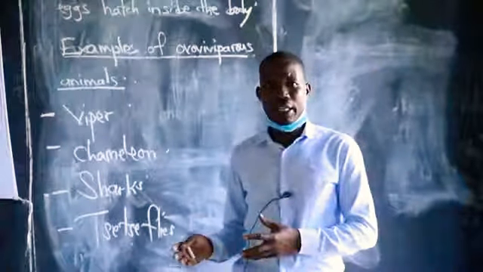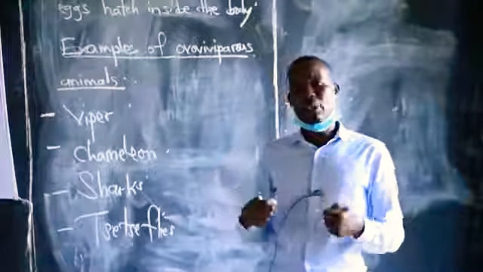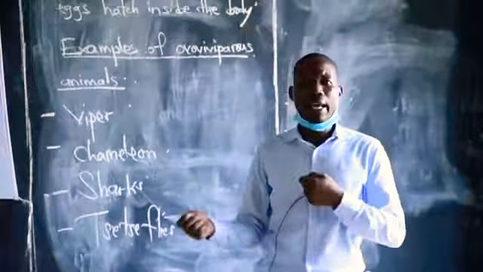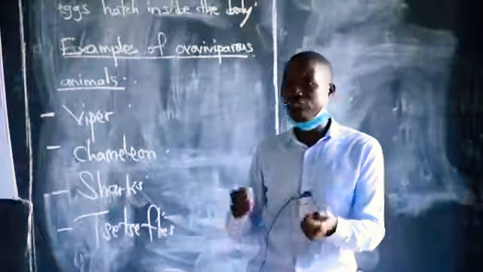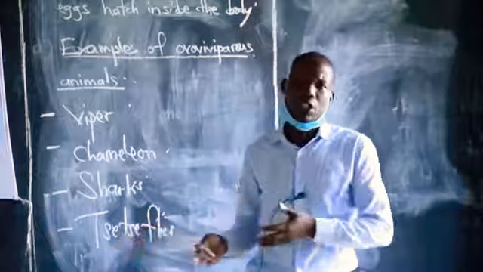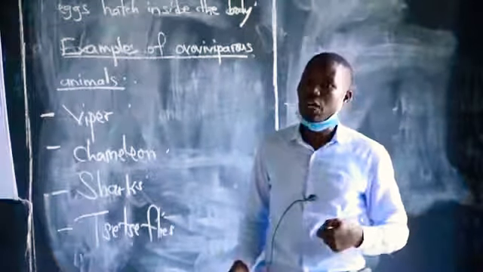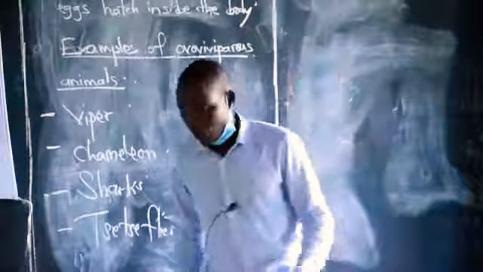Ovoviviparous animals, we say that in these animals the eggs hatch inside the body. They remain in the body majorly. You find that the eggs have soft shells, not like those of the birds and reptiles, which have hard shells. So these eggs remain in the body for protection, and then develop from there. So we can now move on to the second part.